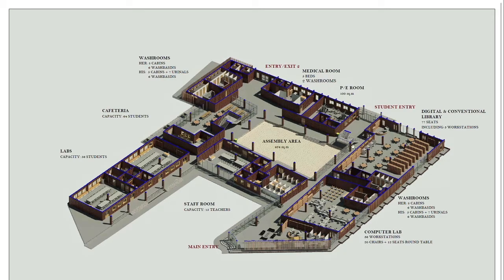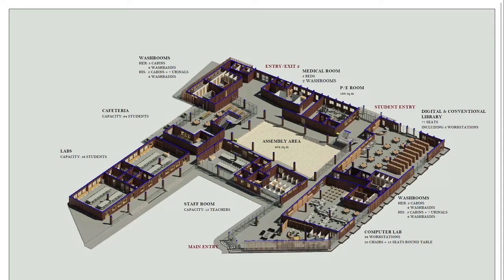Two washroom blocks have been provided on each floor on opposite ends with two staff washrooms on each floor. Mostly, area catering to the common functions has been provided on the ground level, such as the computer lab, a digital and conventional library, cafeteria, gymnasium or physical education room, medical room, a staff room, and three science labs. Capacities of all are being displayed on the screen.